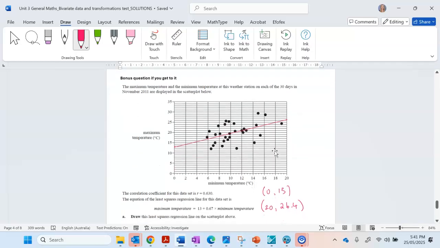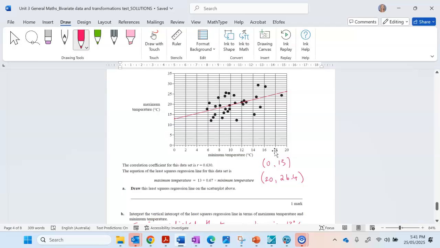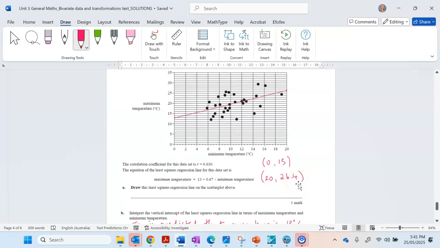All right, and then the bonus question, which most of you got up to, which was great to see. So you had to draw the scatter plot. This was not a difficult one to do compared to the previous two. So choosing the two ends, 0 and 20. So having 13 and then 26.4.